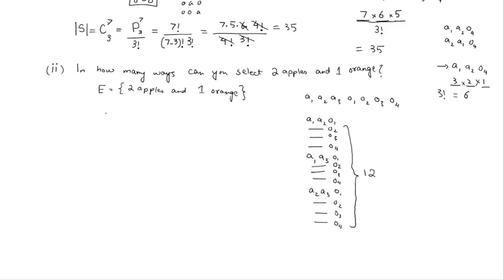Now let's look at another way of solving this. If I am forced to pick 2 apples and 1 orange, I can view this process as something to be done in 2 stages. Stage 1, pick 2 apples. Stage 2, pick 1 orange.